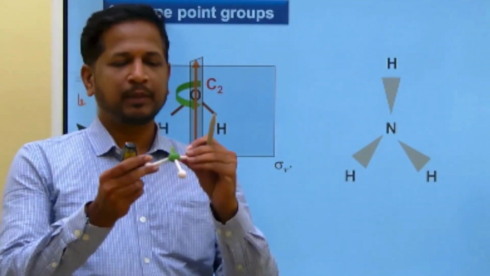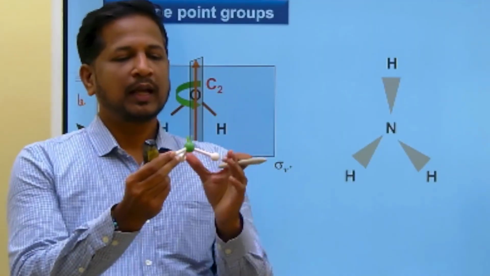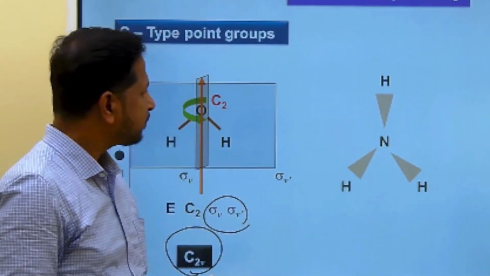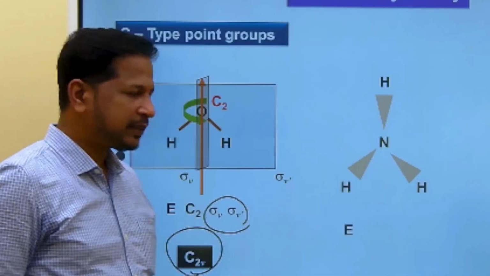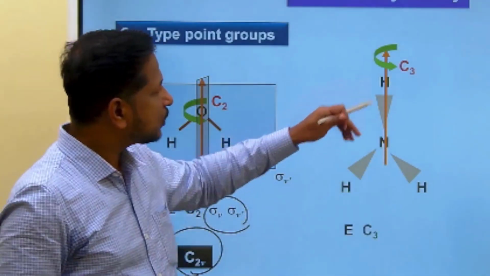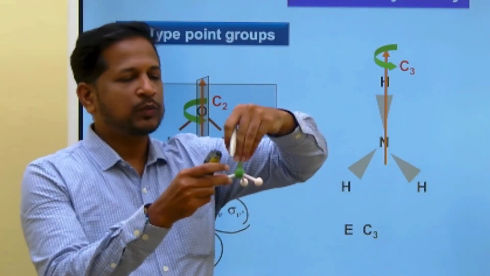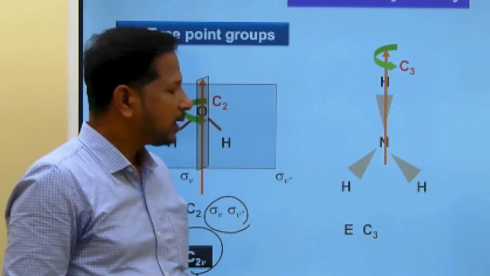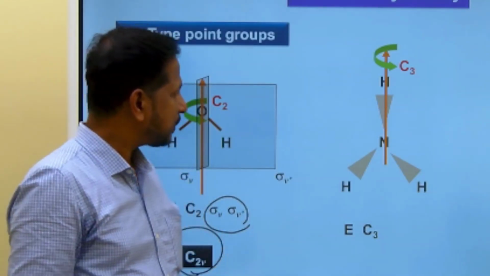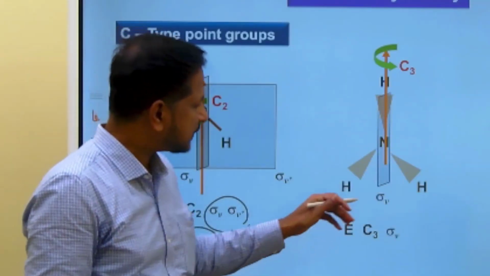Ammonia is a very simple molecule. There is a lone pair present in this molecule and there are three hydrogens present. Now in this molecule an identity element is present. Then there is a C3 rotational axis, that is, this axis is present around which we can rotate the molecule like this and you can get an indistinguishable image.